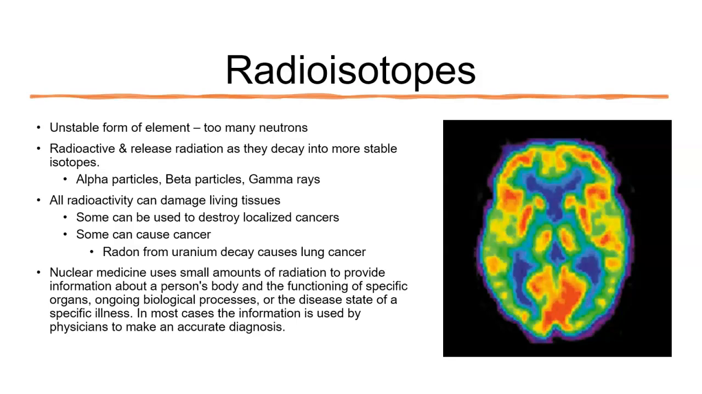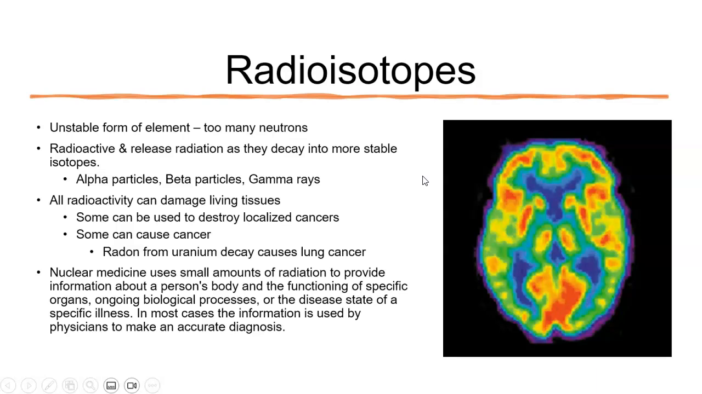They also lose nuclear components in the form of high energy radiation. Those can include alpha particles, beta particles, or gamma rays as they decay or break down and become more stable. Now, some radioactivity can be harmful to living tissues. Some of it can destroy localized cancers, so we can use isotopes to target and destroy tumor cells, such as the radon from decaying uranium isotopes causes lung cancer. So some cause cancer, some can be used to target cancer.